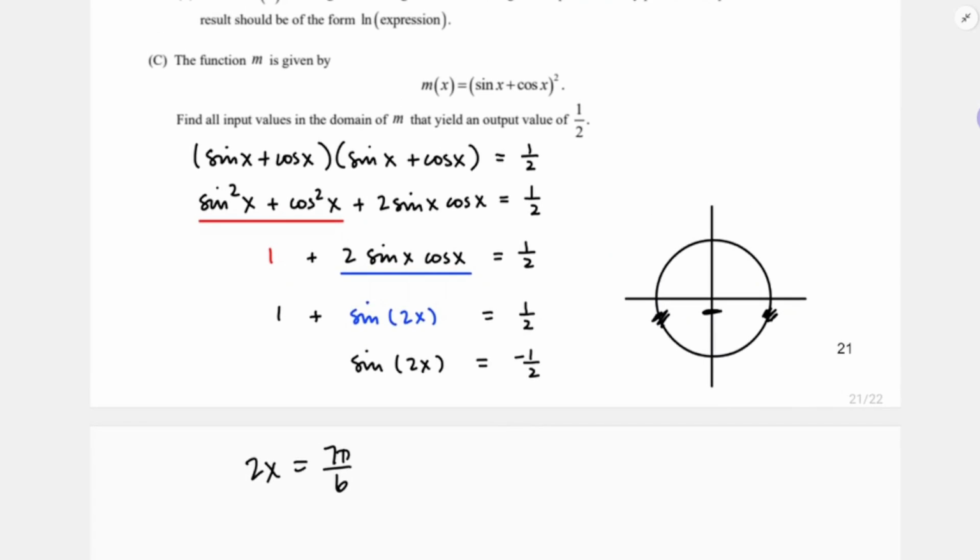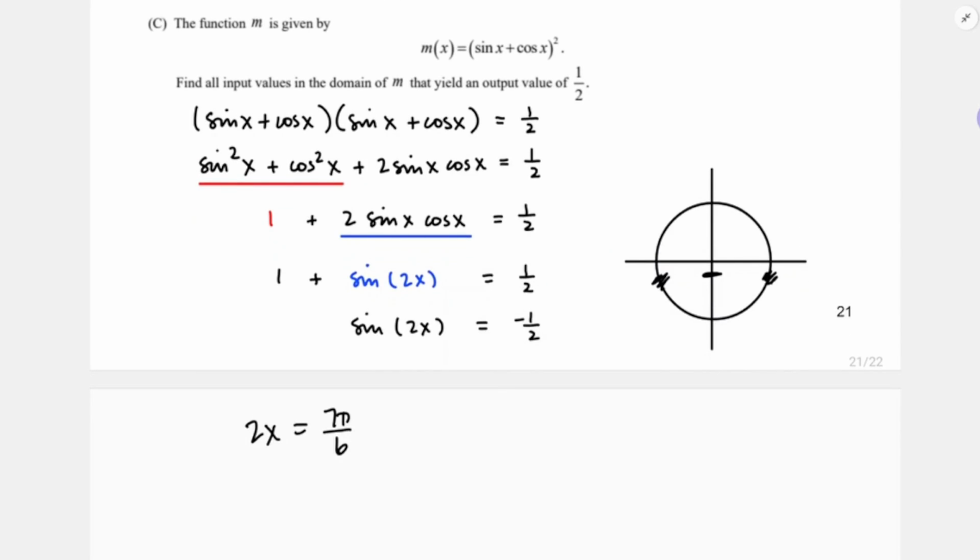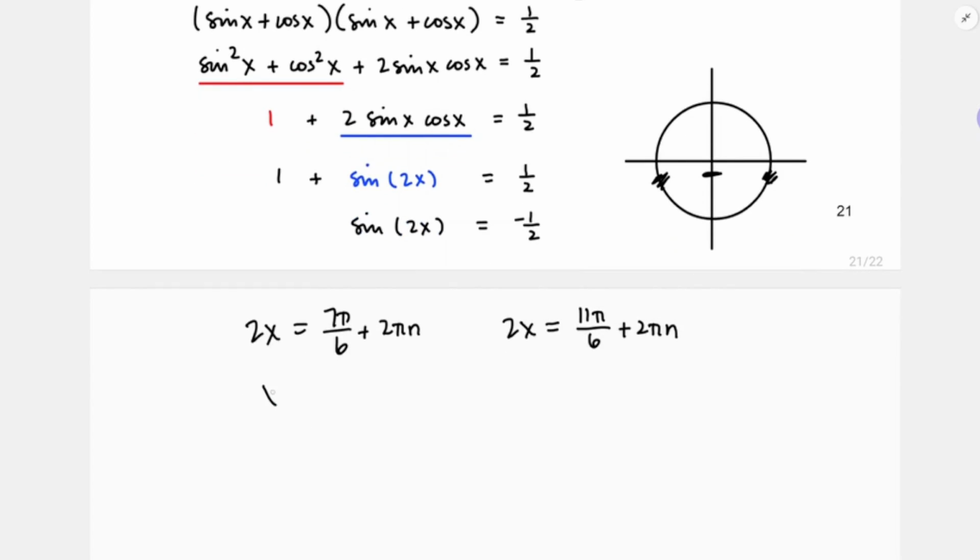It said everything in the domain of m. Okay, so there's no real restrictions on that, so we want everything coterminal to that as well. And 2x equals 11 pi over 6. If you wanted to call that negative pi over 6, that would be just as good. And then I will get my actual solutions by dividing both sides by 2. 11 pi divided by 12 plus 1 pi n, where n is an integer.